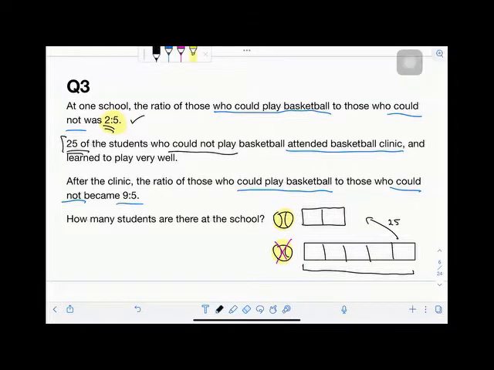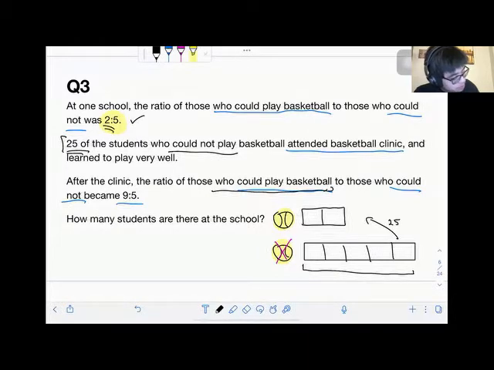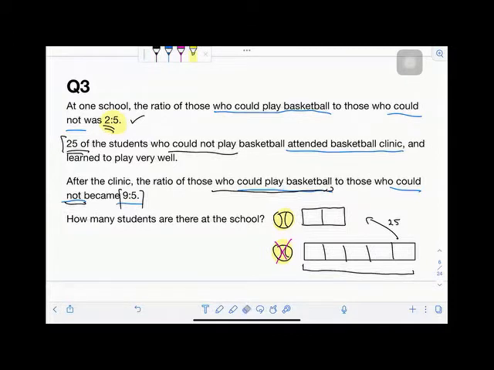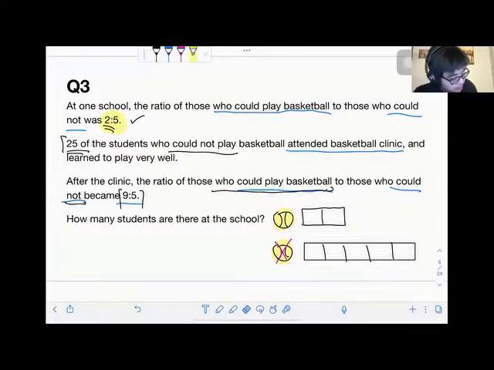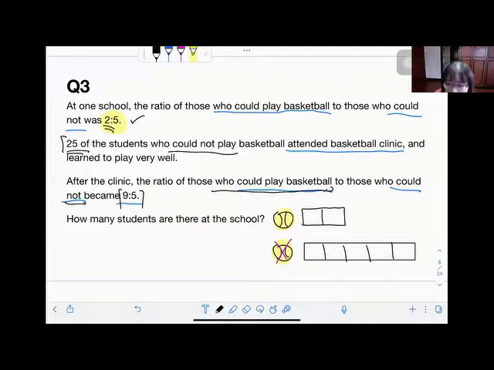Kasi 25 students. Pagkatapos ma'am, sabi po dito, after the clinic, those who could play basketball to those who could not became 9:5. Ibig sabihin, meron pa pong natira na hindi marunong. Ay, oo pala. So ano no? Ma'am Marilu, tanungin ko po kayo. Maganda yung naisip ninyo, kasi yan din yung iniisip ng mga estudyante ko.